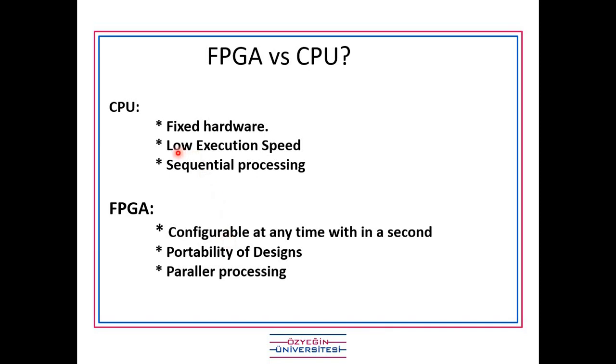And the other thing to compare is execution speed. CPUs do things sequentially, in order, one by one, step by step, so they are very slow compared to FPGAs. But FPGAs are fast because they do things in parallel. For example, if my FPGA is big enough, I can have 3 or 4 CPUs side by side working in parallel.